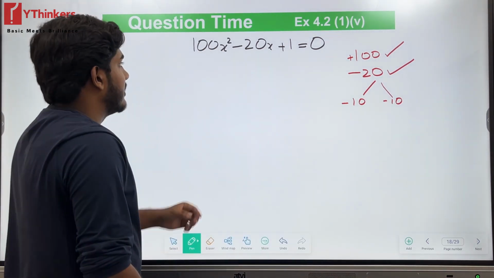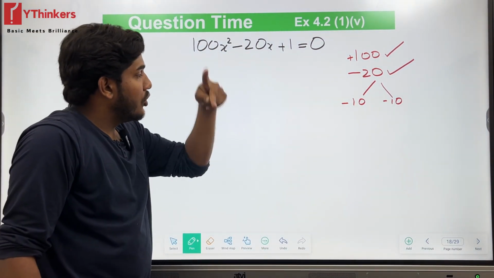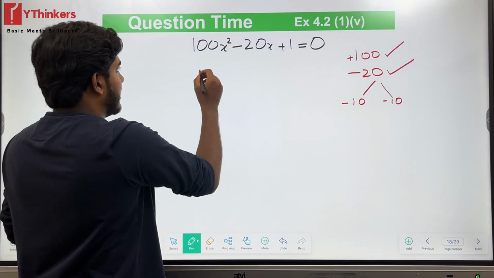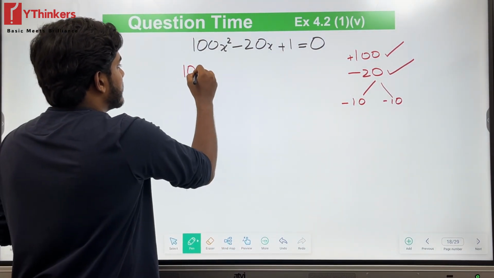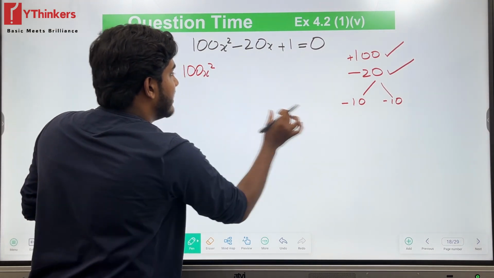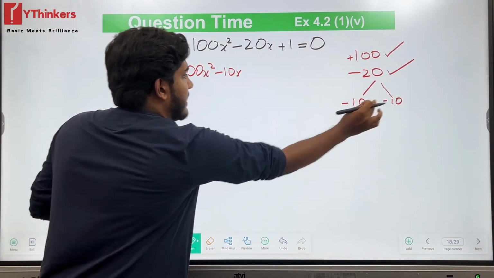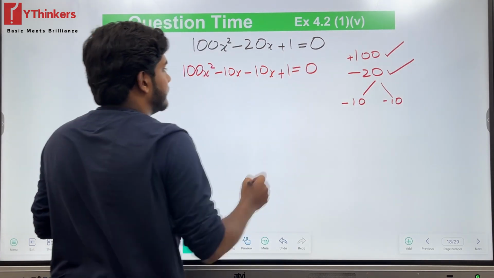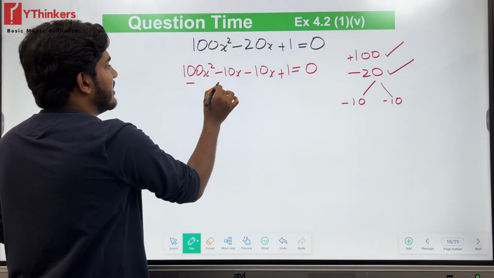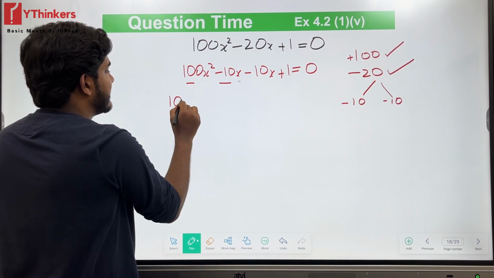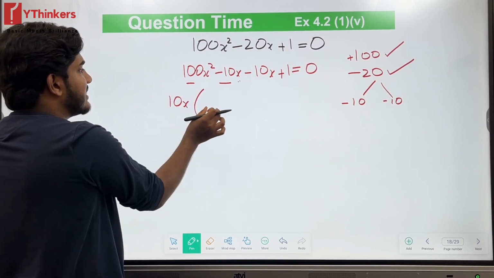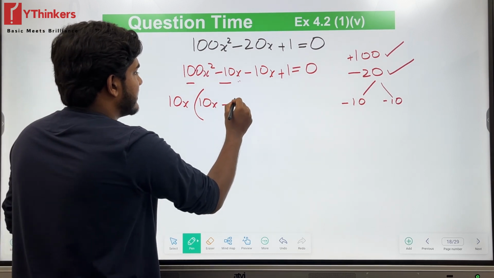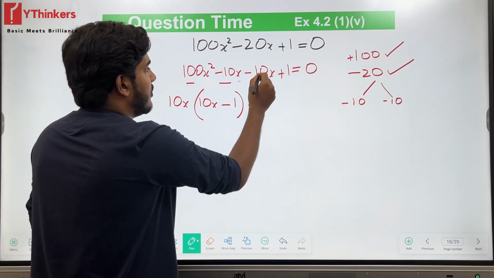I have broken down minus 20 into two pieces. I factorized it into minus 10 and minus 10. So I'll write it as 100x square minus 10x minus 10x plus 1 is equal to 0. Okay, can I see something common here? Yes, I can write 10x as common. So when I write 10x as common, what remains here? 10x minus 1, correct?